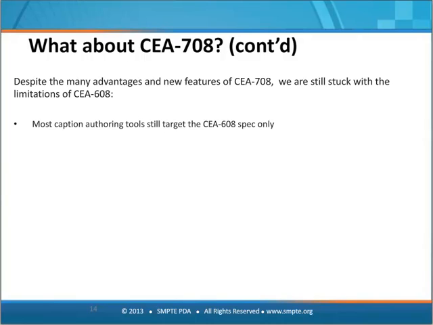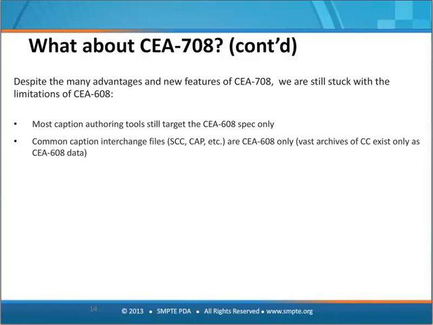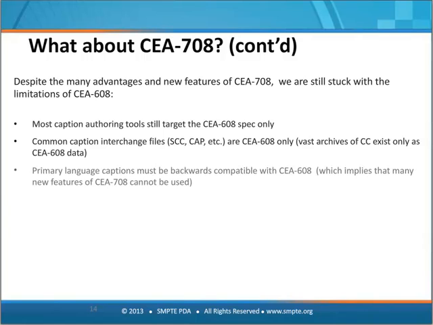For one thing, a lot of captioning software out there still only targets the 608 spec. There are various reasons for this, not just the maturity of the software, but also training of the captioners and the need for backwards compatibility. The common caption interchange files, the kind of files that captioners exchange between themselves and their clients, only contain 608 data. They do not have a specification for 708 data in a common interchange file. So there are vast archives of closed captioning files out there that only contain 608 data. They do not exist as 708.